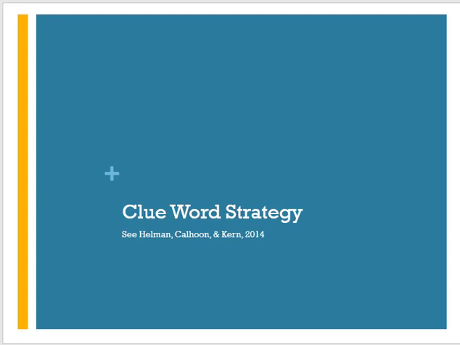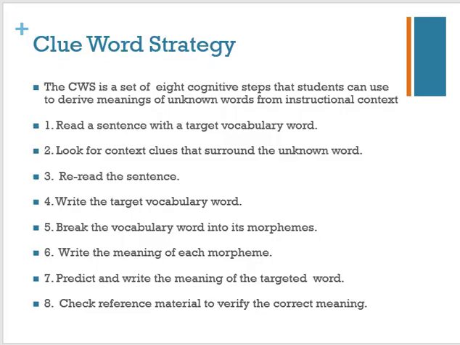The first strategy is called the clue word strategy. Hellman, Calhoun, and Kern conducted a study and published the study in 2014, and they applied this clue word strategy with emergent bilingual students with disabilities at the high school level, and I'm going to share resources that are from this study cited with that 2014 publication date. So the clue word strategy has 8 steps that students can use to derive meaning from an unknown word in instructional content.